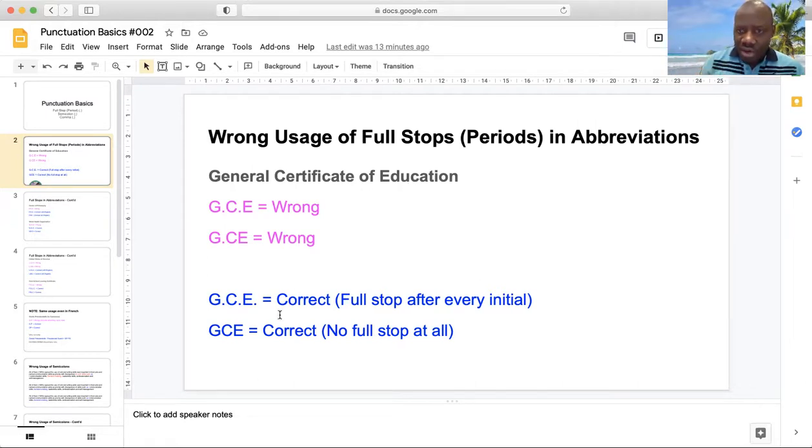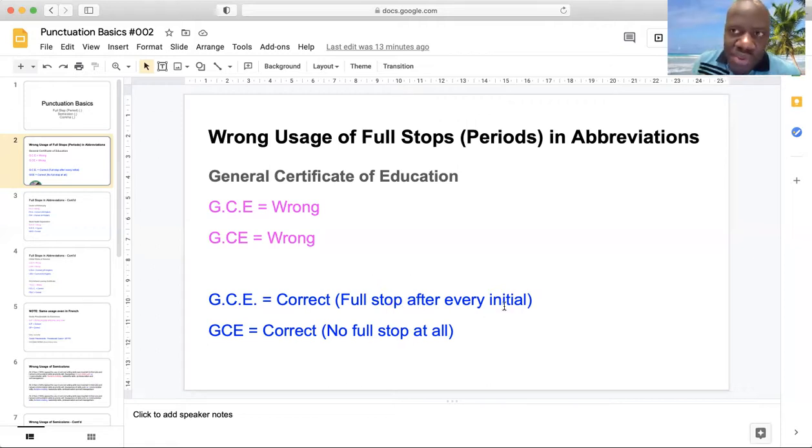So what is the correct way to write this? You would write G.C.E. with a dot after every one of these letters because these are initials. G is an initial for general, C is an initial for certificate, and E is an initial for education. So if you want to put full stops, if you want to put periods, you put them after all of these initials. So this one is correct because we have put a full stop after every initial.